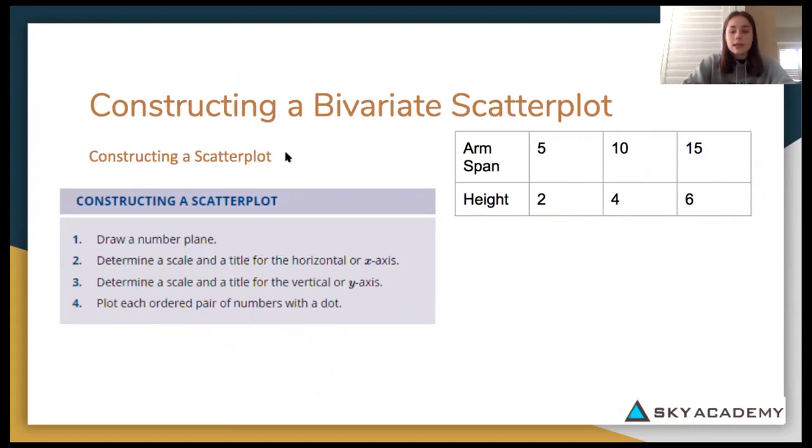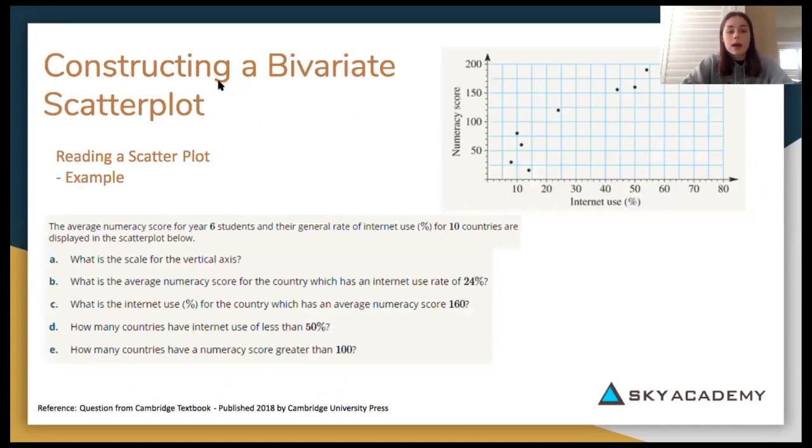Now let's have a look at the next slide. We are rating a scatter plot this time rather than constructing one. So they've given us a scatter plot. I'm just going to label them quickly because I like to label them. On our x-axis or our horizontal axis, we have internet use. And as our y-axis or our vertical one, we have numeracy score.